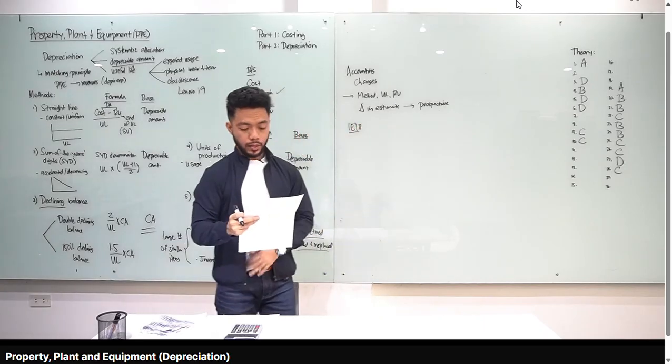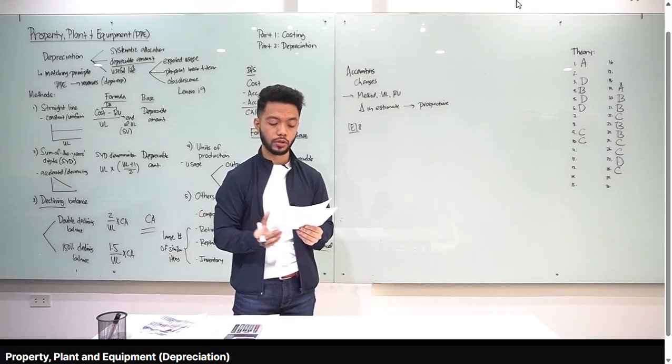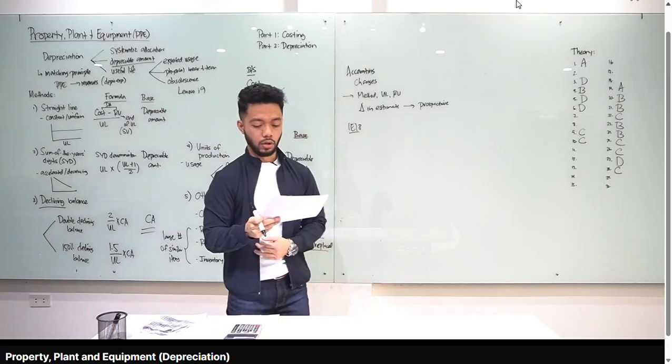On January 1, 2025, ABC Company acquired machinery with a total cost of 20 million. The machinery was depreciated using the double declining method. Paano nga ba pag double declining? 2 over useful life times carrying amount, over a period of 10 years.